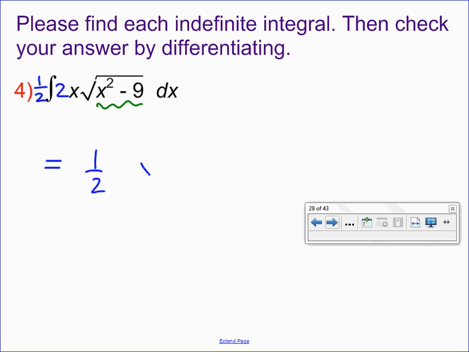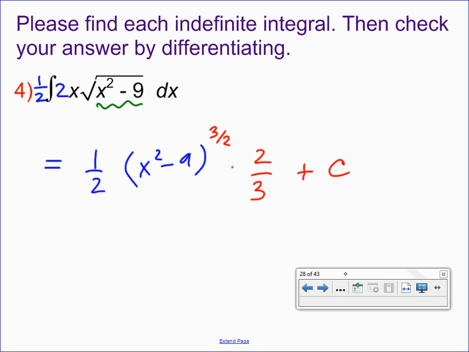And so I know this must have come from a 1/2. Add 1 to the power. This becomes x squared minus 9 to the 1/2 plus 1, which is 3/2. And then divide by the new exponent. Dividing by 3/2 is the same as multiplying by 2/3. And I need a plus c. And then hopefully this will work out to the same as last time.